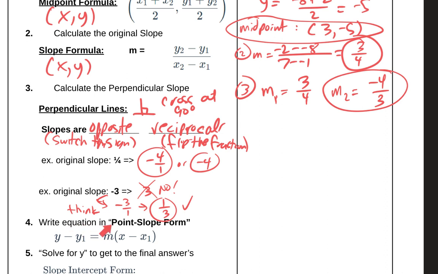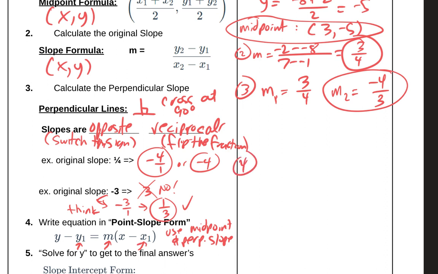Next, we're going to put that equation in point slope form, right? So we're going to use the midpoint and the perpendicular slope. Okay, so that's the key. We're going to use the midpoint and the perpendicular slope in our point slope formula. Remember, we're going to substitute right over there, and right over there. All right, so let's do that.